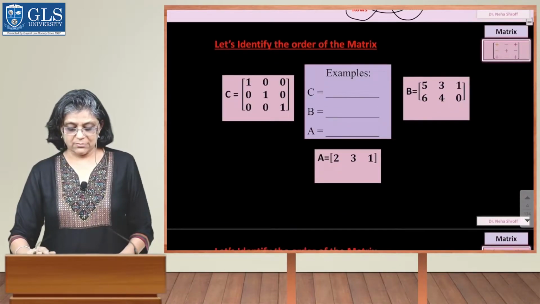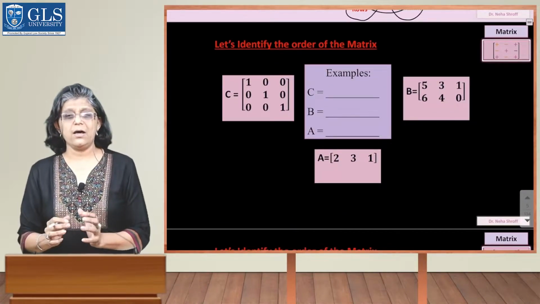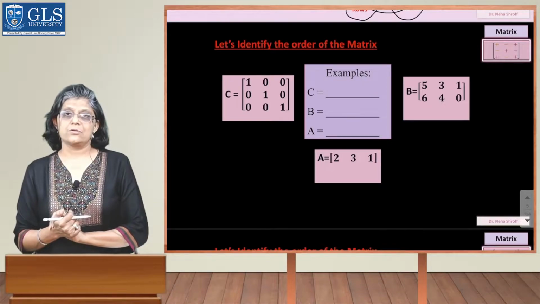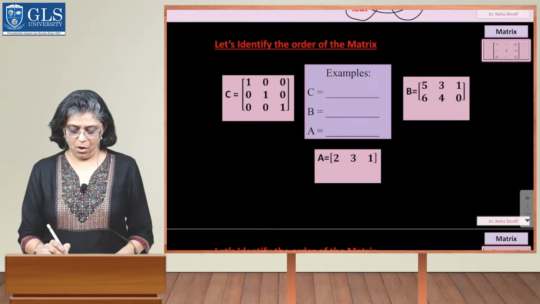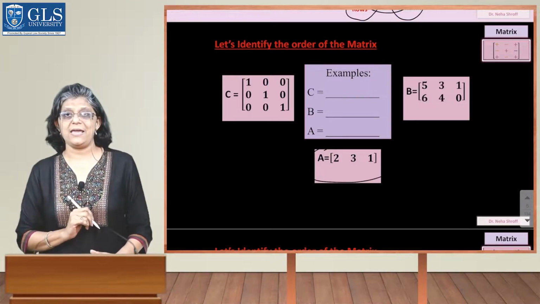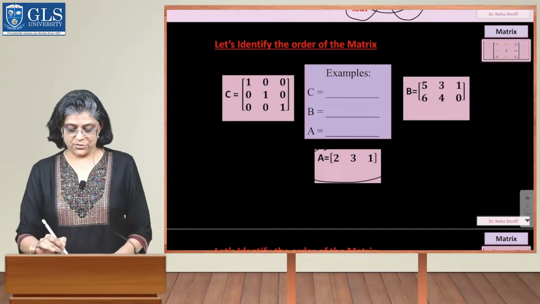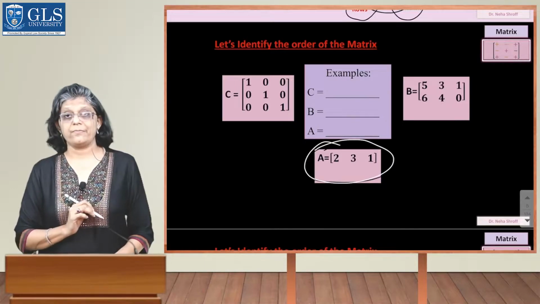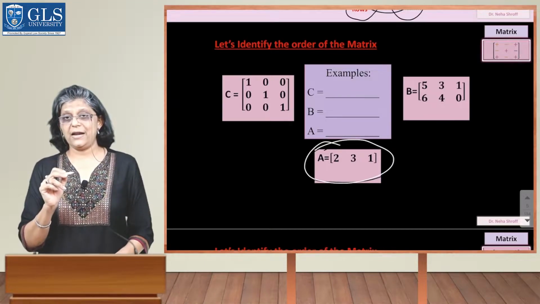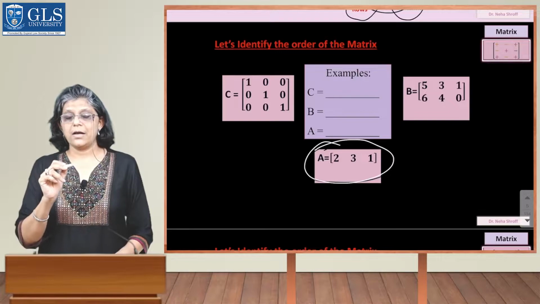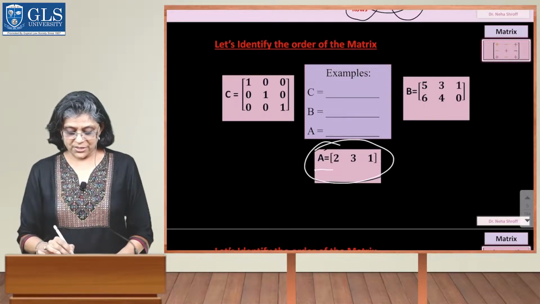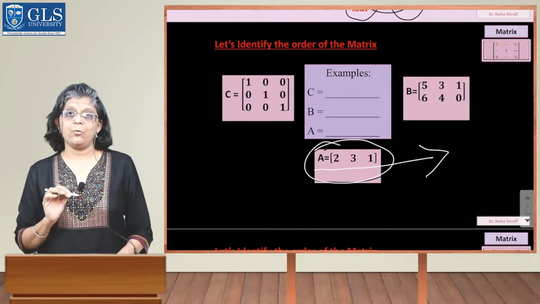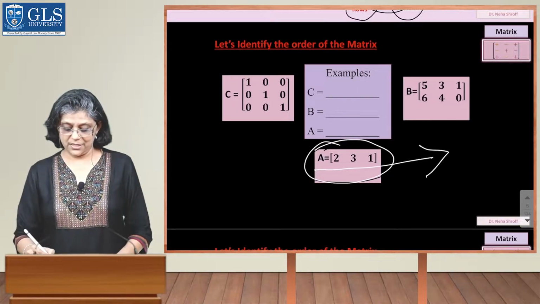Next, let us now understand the order of the matrix. Students, I am giving you 1 minute. Can you say the order of this matrix A? The order of the matrix A is what? Because there are a number of rows and a number of columns. So matrix A has how many rows? I think it has one row.